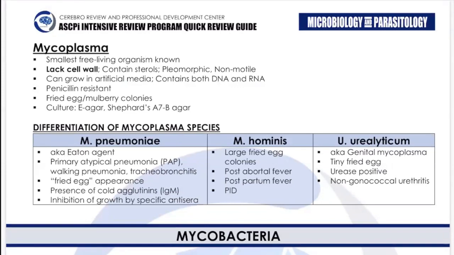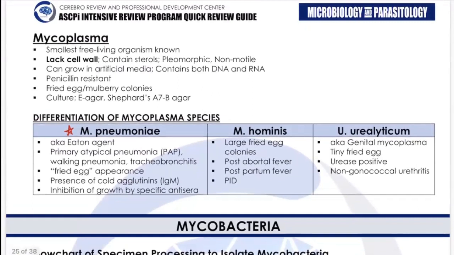Now for the culture, pwedeng E agar, pwedeng Shepard's A7B agar. Okay? So for the Mycoplasma species, of course, si Mycoplasma pneumoniae, common recall question. It is an Eaton agent and a causative agent also of primary atypical pneumonia or tinatawag din ito na walking pneumonia. And this is associated, of course, with the production of cold agglutinins. That's why associated ito sa tinatawag natin na cold agglutinin disease.